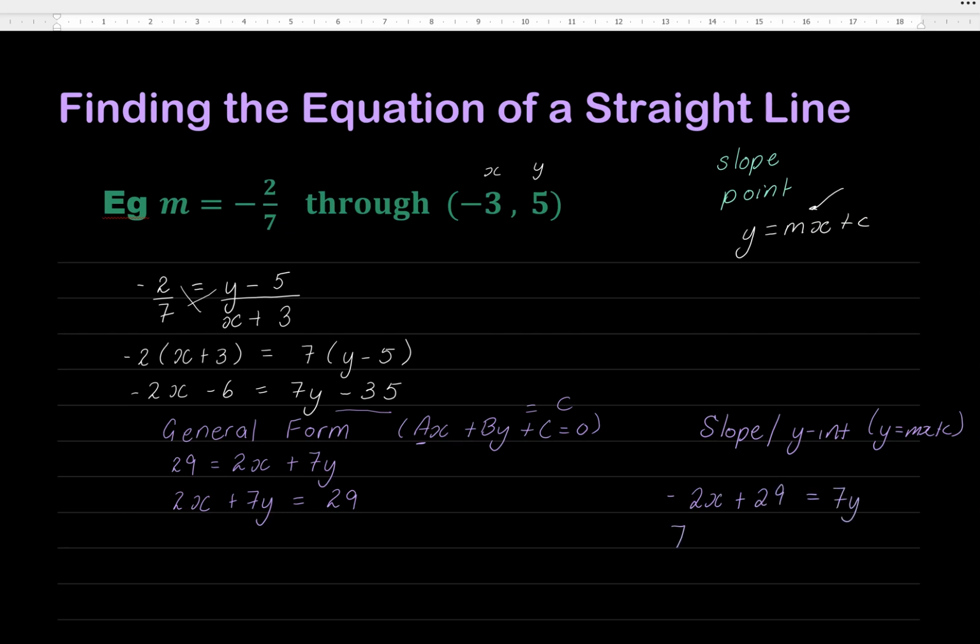Now that is the same as 7y equals minus 2x plus 29, and all we have to do now is get rid of this times 7. We will divide by 7. So y equals minus 2 over 7 x plus 29 over 7. And that is it in slope-intercept form. Now, if the question did not specify, well, you can choose whatever you want. I tend to go with this one, no fractions involved.